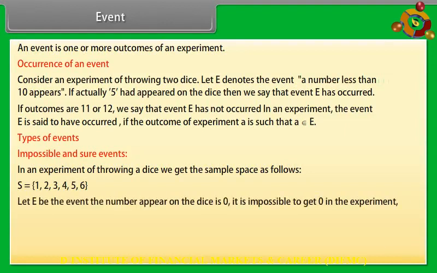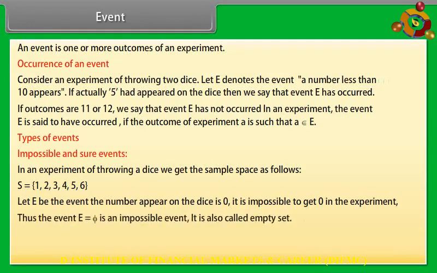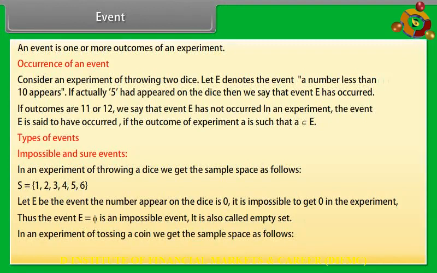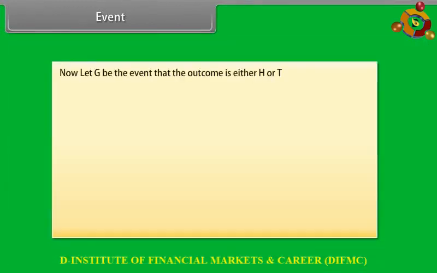Let E be the event the number appearing on the dice is 0. It is impossible to get 0 in the experiment. Thus, the event E is equal to phi, an impossible event. It is also called empty set. In an experiment of tossing a coin, we get the sample space S is equal to {H, T}. Now let G be the event that the outcome is either H or T. Thus, the event G is equal to {H, T}, a sure event.